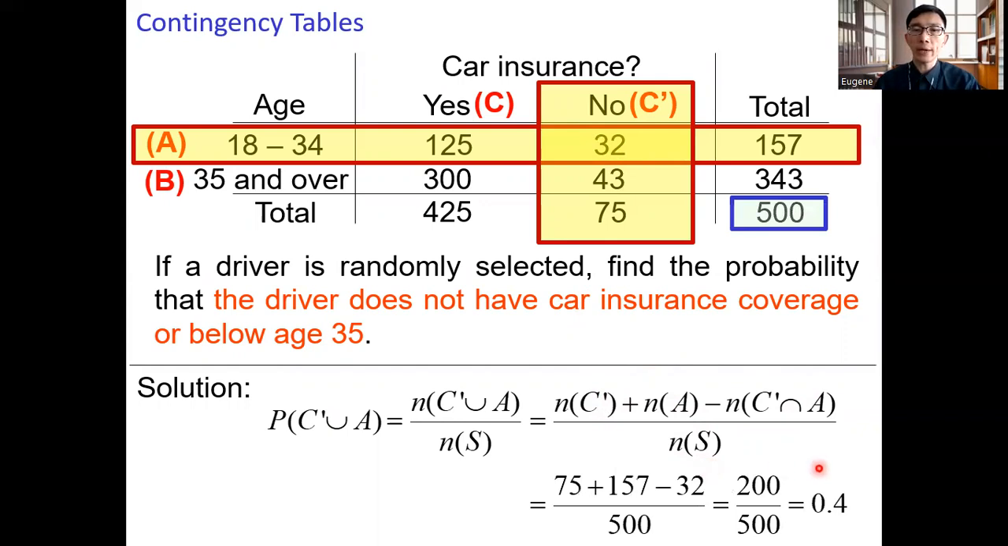All right, so here we have 75 plus 157 minus 32, we get 200. This is the number of drivers corresponding to the union of event C prime and A. This is the number of drivers in our sample that do not have car insurance coverage or the driver is below age 35. And then divided by 500, we get the probability 0.4.